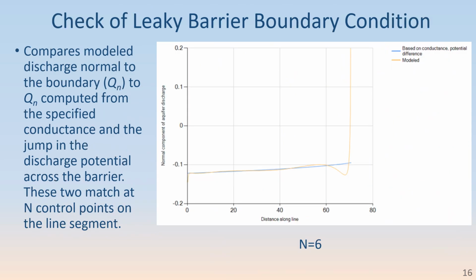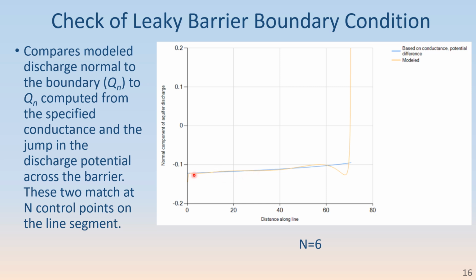This is a check of the leaky barrier boundary condition for one of the segments in the model of the previous slide, and it compares the modeled discharge normal to the boundary to one that is computed based on the conductance and the jump in the discharge potential across the barrier. These two match at the end control points along the barrier, for example there and there and there. So this has got n equals 6, and the others are here, here, and here.